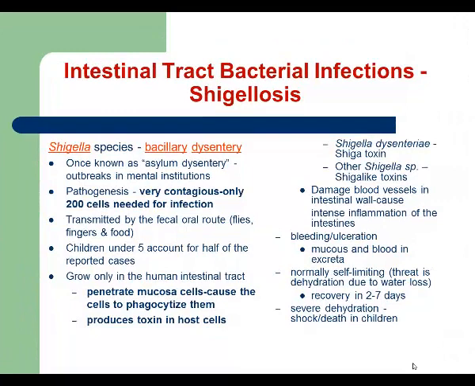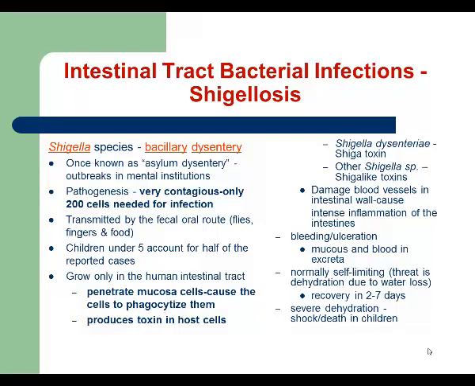We continue our lecture with bacterial infections of the gastrointestinal tract. And we start with shigellosis. Shigellosis is also known as bacillary dysentery, and it is caused by Shigella species. Shigella species are gram-negative bacilli with pili.